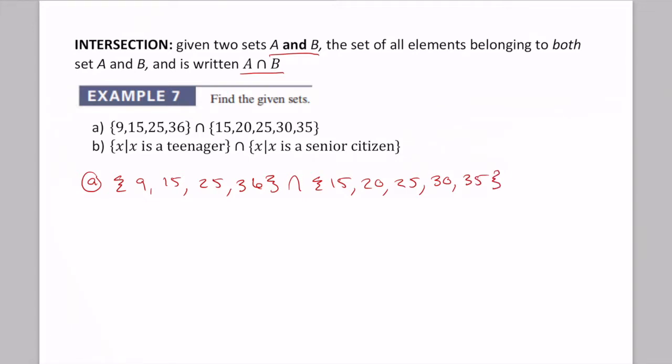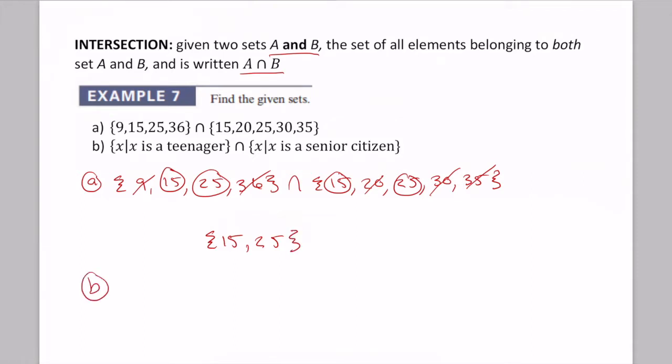So, what's the intersection? What numbers are both on the left and on the right? The 9 is there, but it's not on the other one, so let's scratch it out. 15, perfect, it's in both. What about 25? Yes, 25 is also in both. 36, nope. 20 is not on the left. 30 is not on the left. And 35 is not on the left. So, therefore, this is our intersection.